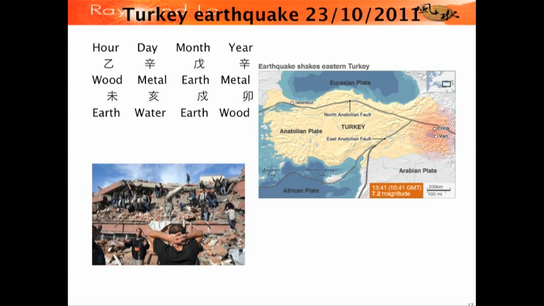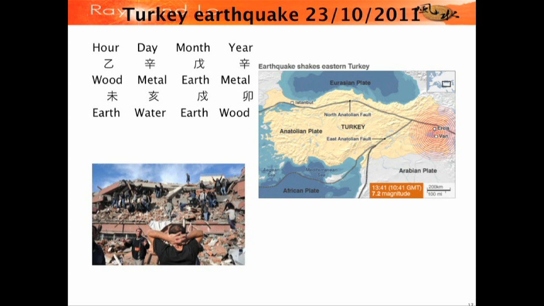And there was a very horrible earthquake in China. This is the Turkey earthquake, which just happened only a few days ago. So you can see the mechanism of the earthquake: it's the earth under attack by the wood.